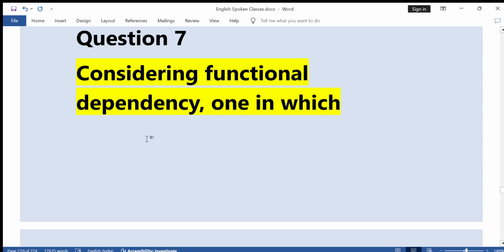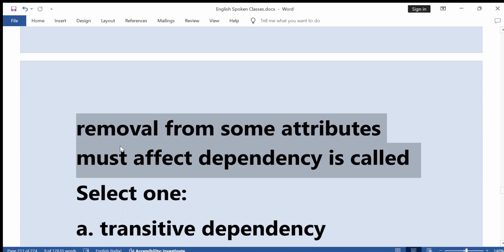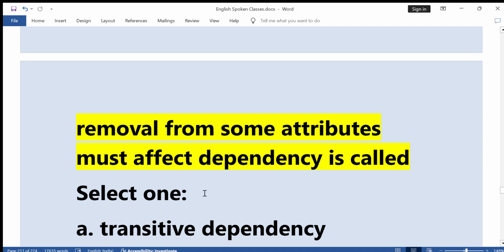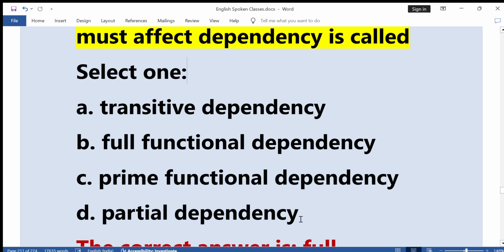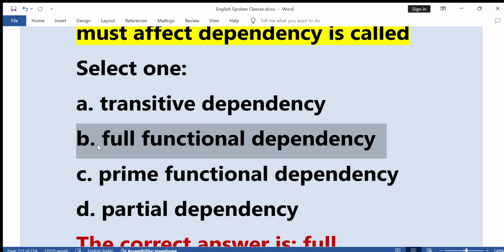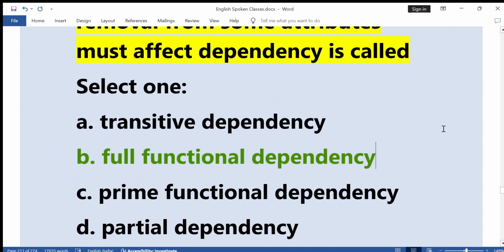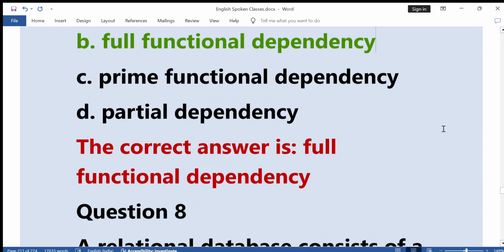Considering functional dependency, one in which removal of some attribute must affect the dependency is called, first, transitive dependency, B, full functional dependency, C, prime functional dependency, D, partial dependencies. Then the answer will be option B, full functional dependency. Seventh question answer is option B, full functional dependency.